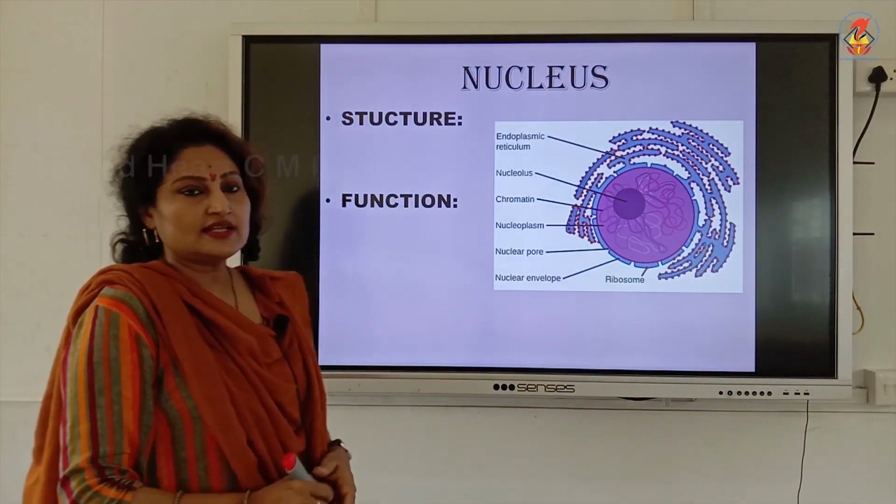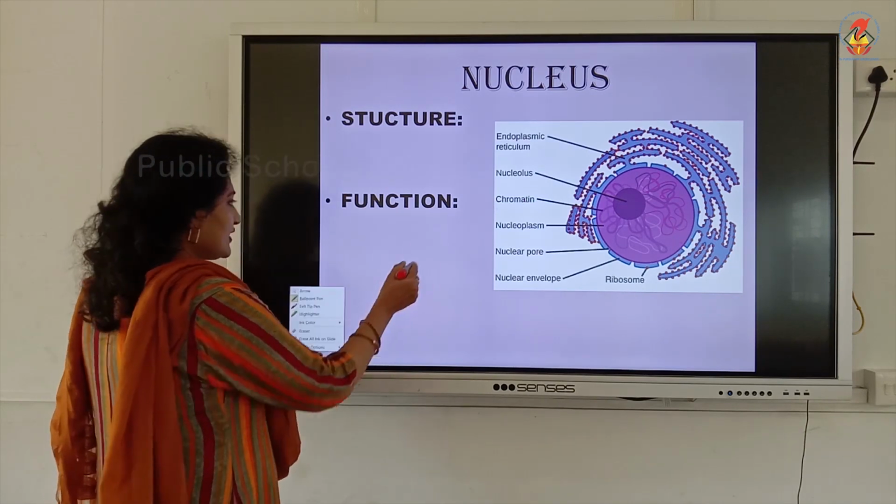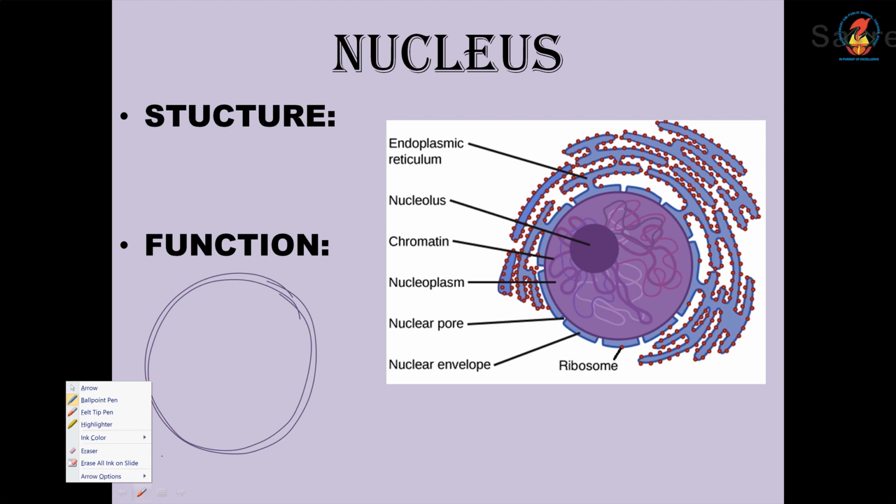Next organelle, as I told you, is the nucleus. It is spherical in outline and surrounded by two membranes, but the membranes are interrupted by pores called nuclear pores. See, this diagram shows the nuclear pores at intervals. And these nuclear pores help in the movement of substances to and fro, from the nucleus to the cytoplasm and from the cytoplasm to the nucleus.